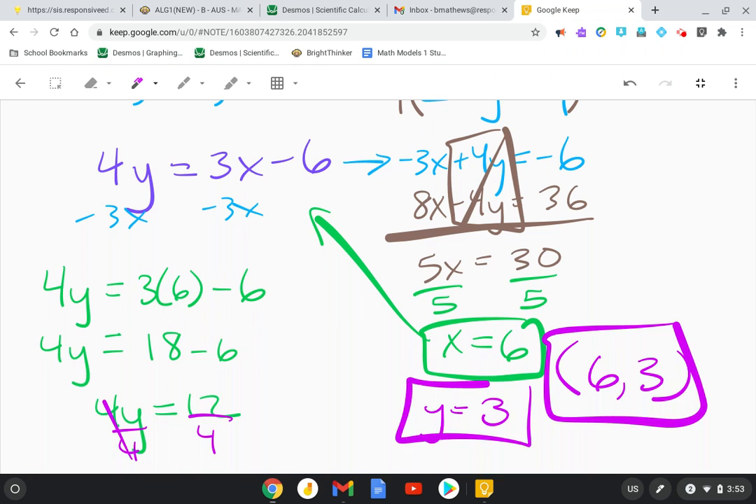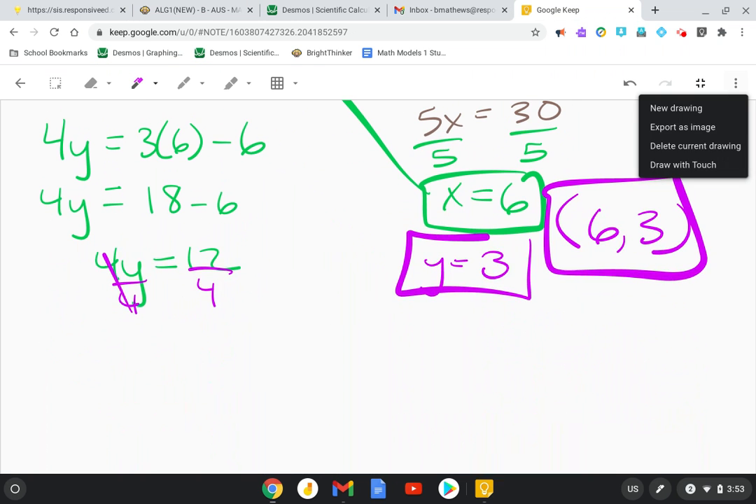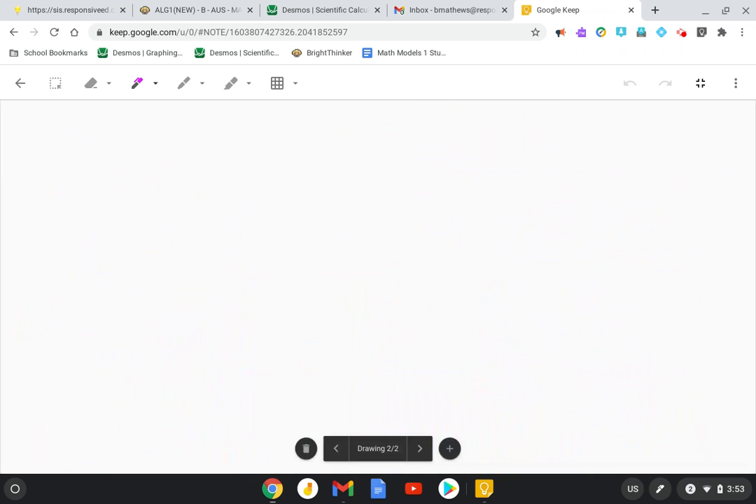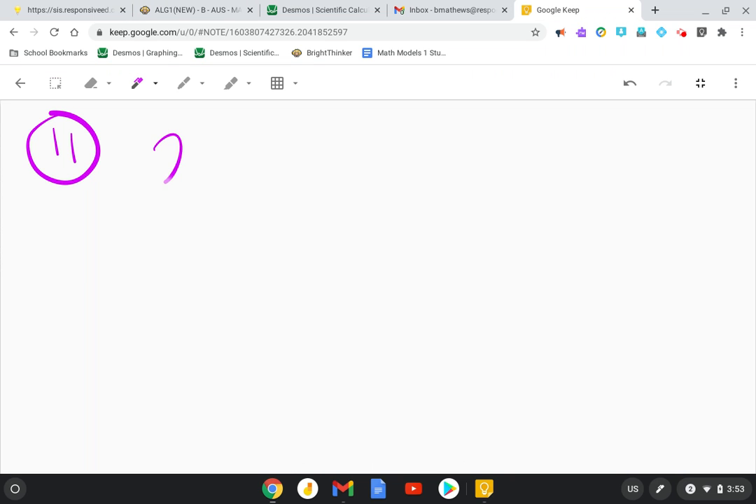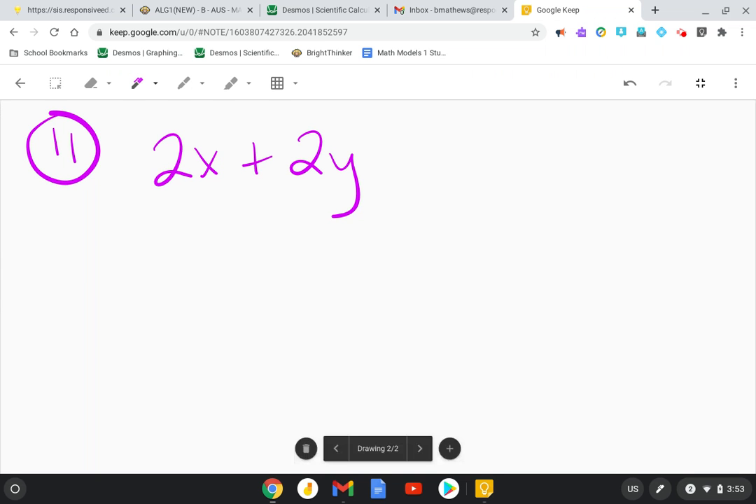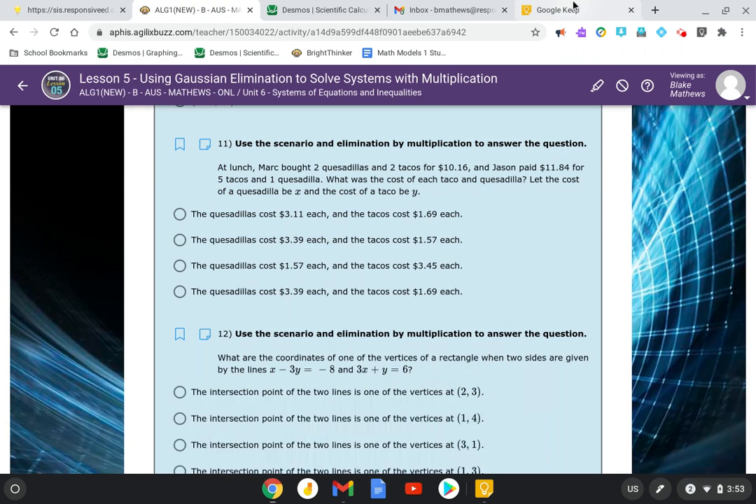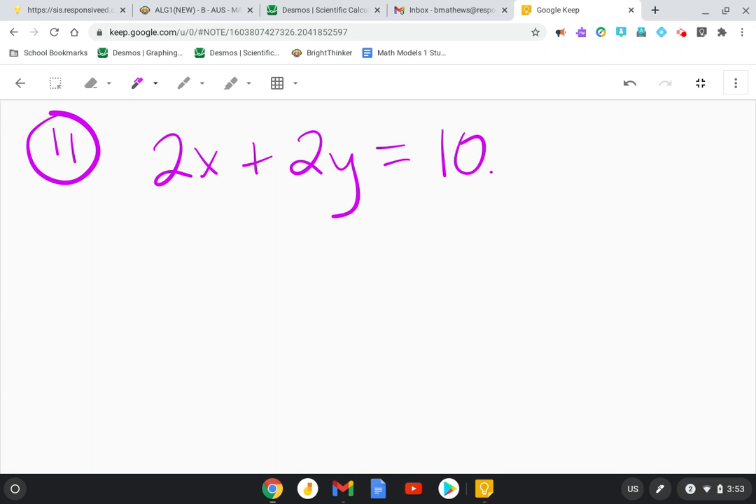I'm going to go ahead and help you set these up real quick. So let me open a new drawing. And for this number 11, it says at lunch, Mark bought 2 quesadillas and 2 tacos for $10.16. Quesadillas are x, tacos are y. So 2 quesadillas would be 2x, and 2 tacos is 2y. Together, those cost $10.16.